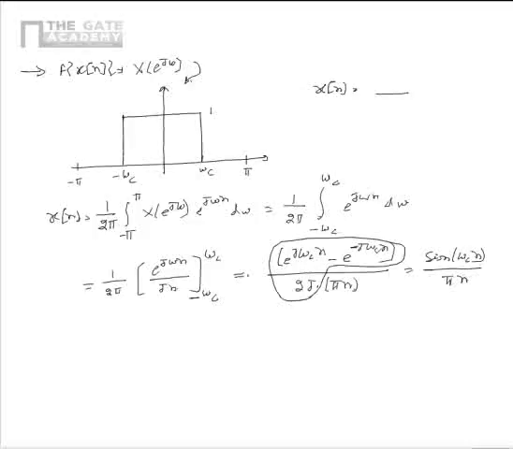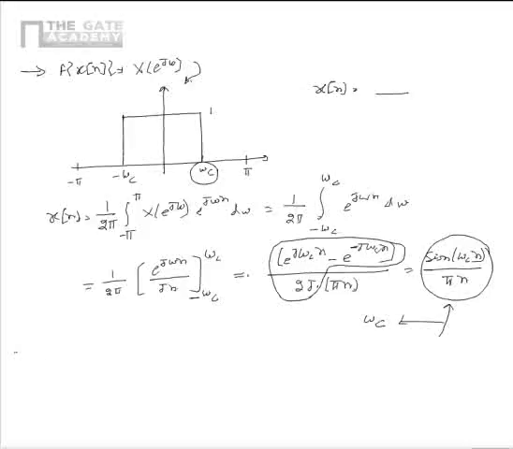From this we can say that a low pass filter with a cutoff frequency of omega c is equivalent to a time domain response of sine omega cn divided by pi n. Or, given any low pass filter whose impulse response is sine omega cn divided by pi n, the cutoff frequency is implied as omega c.